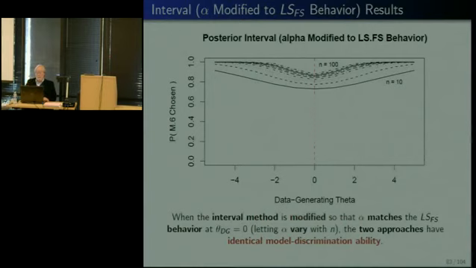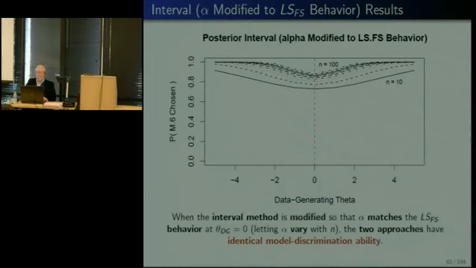Now, interestingly, when the interval method is modified so that the alpha matches the full sample log score behavior at 0, in other words, if I allow alpha to vary with n, which is a sensible thing to do when you take the idea of sigma over the square root of n being the accuracy of your measuring instrument y bar, when I adjust for that, the two approaches have identical model discrimination ability. In other words, they are processing the data in the same way. They're just taking two different perspectives on how you should trade off false positives and false negatives.